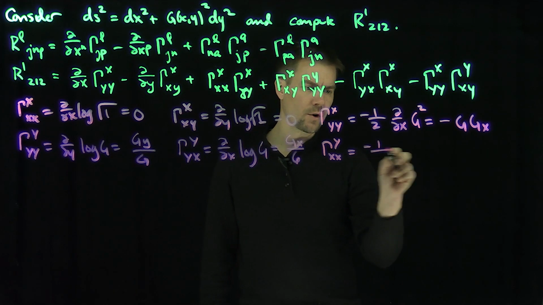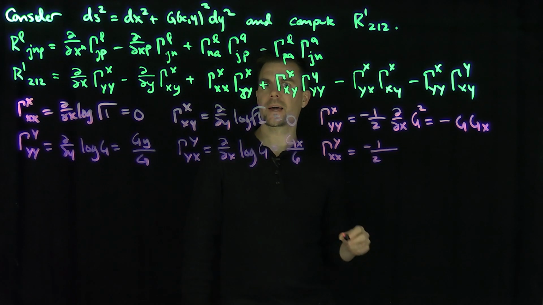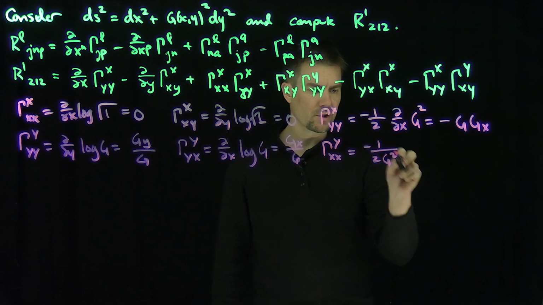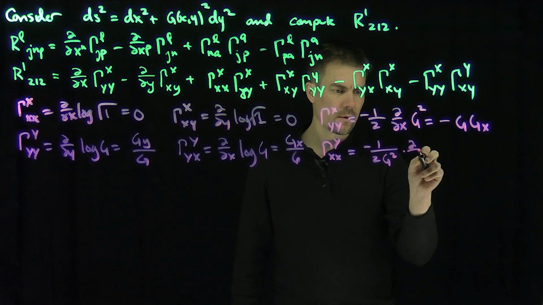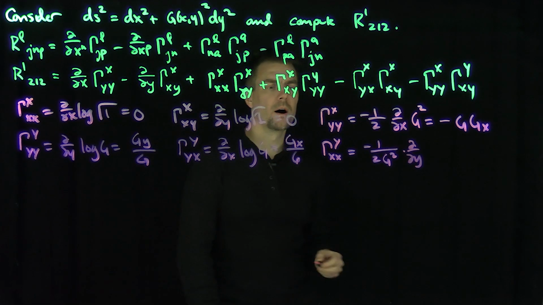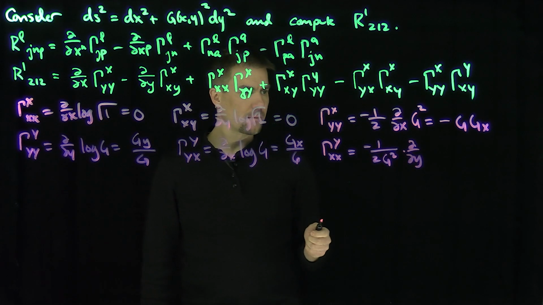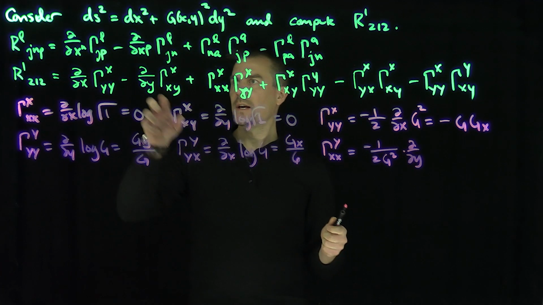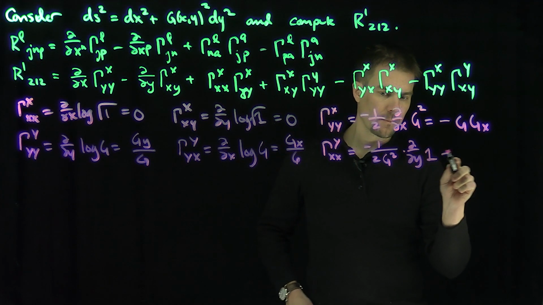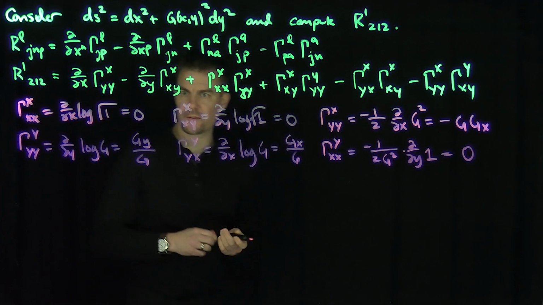It's going to be negative 1 over 2 times the y component, which is g squared like that. And I have to do the y derivative of the xx component, right? And the xx component is going to be what? The xx component is going to be 1, and that gives me 0, like that. Excellent. So those are my Christoffel symbols.